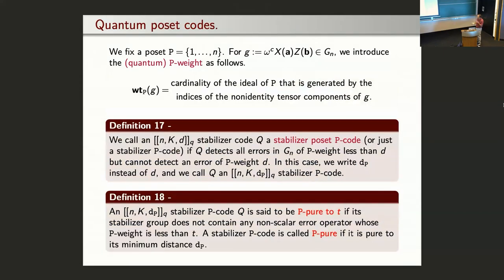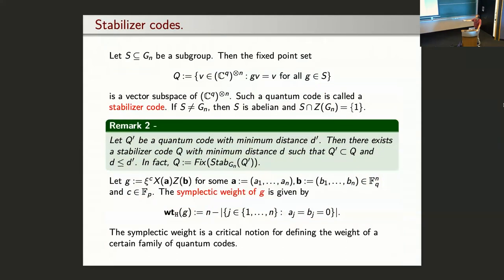Now, I would like to do this with posets. So now I define the poset weight of an error operator to be the cardinality, so I forgot to write n minus the cardinality of the ideal of P that is generated by the indices of the non-identity tensor components of G. So there should be n minus this number. So remember, the symplectic weight is n minus... It's correct. I'm so sorry. I'm getting myself confused. There are no typos. So here, the symplectic weight is n minus the coordinates where the tensor components are identity operators.